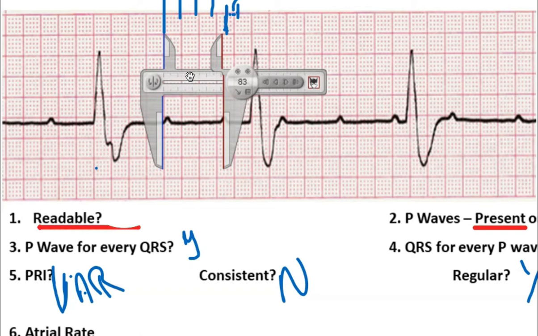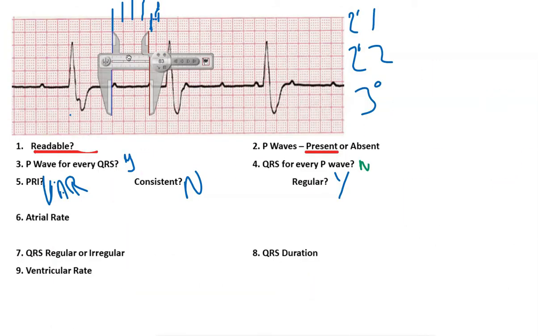Now if I want to get my exact number, we're going to go back and say, hey, I have 1,500 small blocks in a 1-minute strip. And if I divide that, I have 5, 10, 15, 16, 17. If I divide that by 17, I come up with an atrial rate of 88. Okay? So, we have that atrial rate of 88.